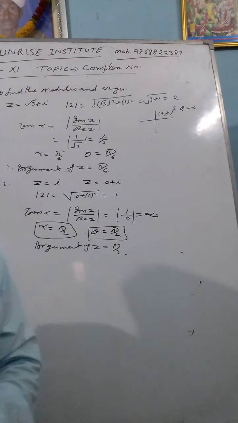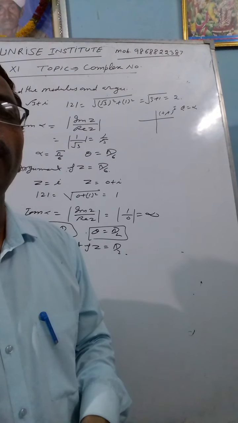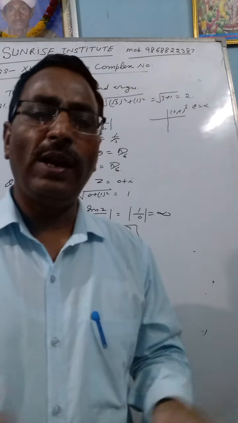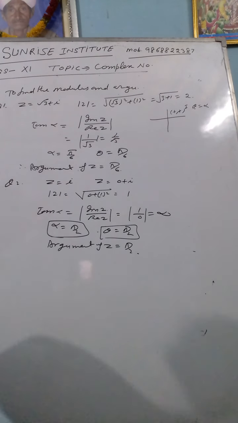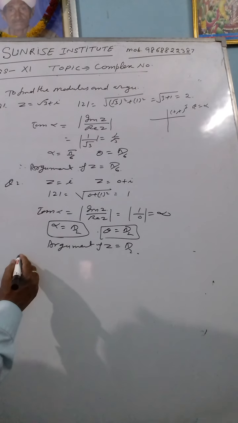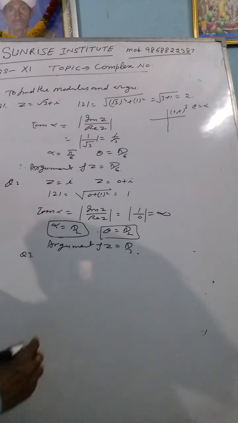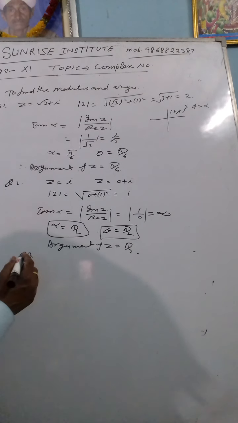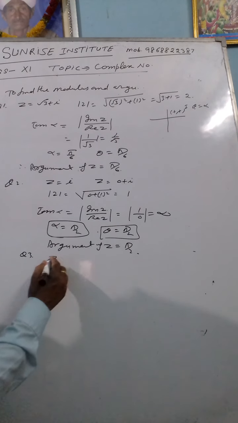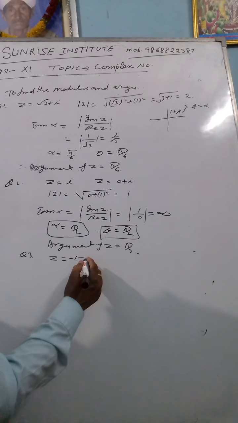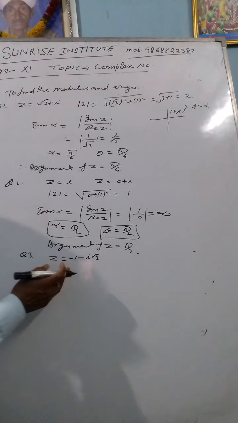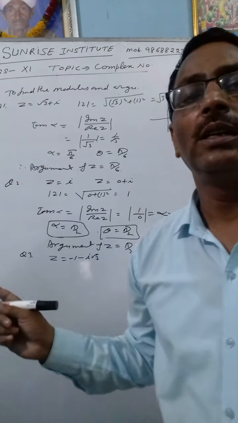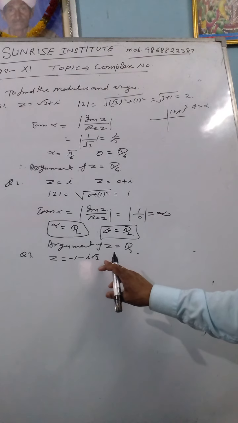Take one more example to find the arguments and modulus of z. Question number 3, z equal to minus 1 minus iota root 3. Okay students, that is z equal to minus 1 minus iota root 3.